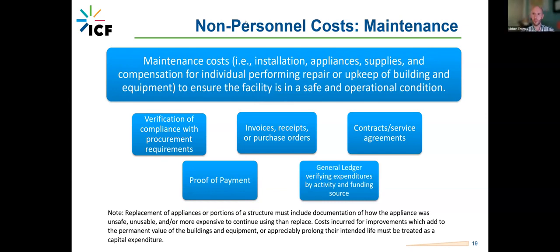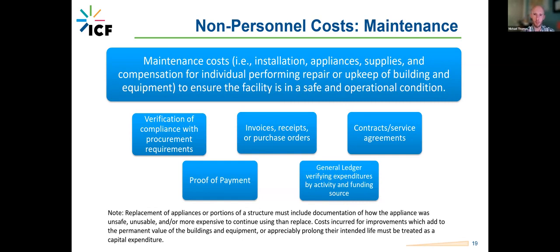All right, maintenance. Maintenance costs are things like installation, appliances, supplies, and compensation for individuals performing repairs or upkeep of buildings and equipment. And it's to ensure that the facility is in safe and operational condition. So when you think about maintenance costs, again, you want verification of compliance with any applicable procurement requirements. You want invoices, receipts, or purchase orders. If you have them for the type of maintenance you've procured, then you're looking for contracts or service agreements. You need proof of payment, and you need your general ledger records.